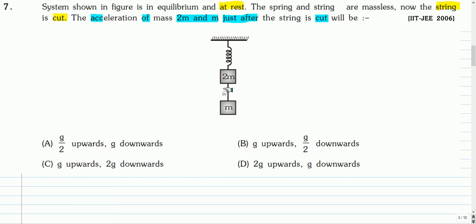The two masses 2m and m are connected by a string, and there is a spring connecting mass 2m with a fixed support. Initially there is this condition, and after that the string connecting the two blocks is cut. Just after the string is cut, the blocks will start moving, and we have to find the acceleration just after the string is cut.